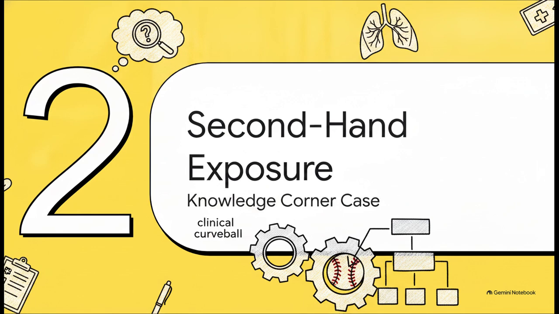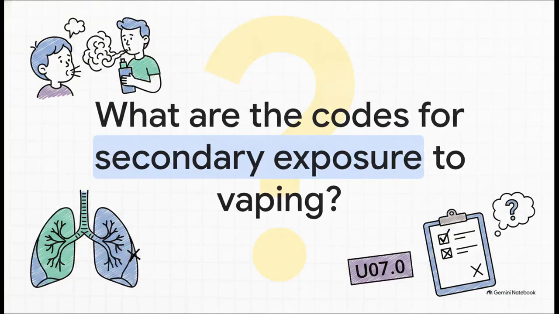All right, let's test this logic with a secondhand exposure case. Picture this scenario. We have a 7-year-old asthma patient admitted with acute hypoxic respiratory failure and moderate persistent status asthmaticus. The trigger? Secondhand vape smoke from an adult in the house. So how do we sequence this without triggering an audit? Take a second and ask yourself, does U07.0 belong anywhere near this chart?